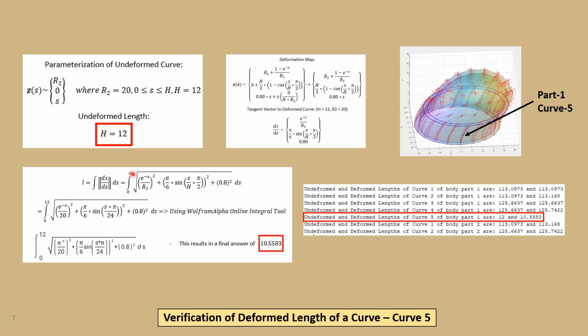And as you can see, plugging that into an online integral tool, because it's a very complicated integral, results in a value of 10.5583, which exactly matches my MATLAB output. And then you can further see that these values here are exactly matching for my hollow hemisphere and my hollow cylinder, leading me to believe that my code is working as it should be.